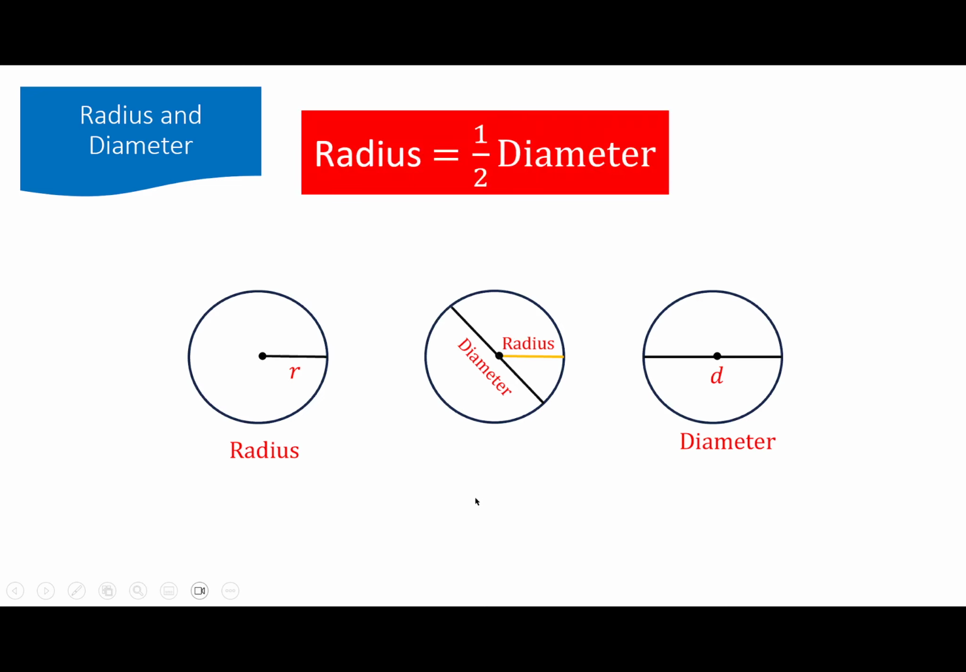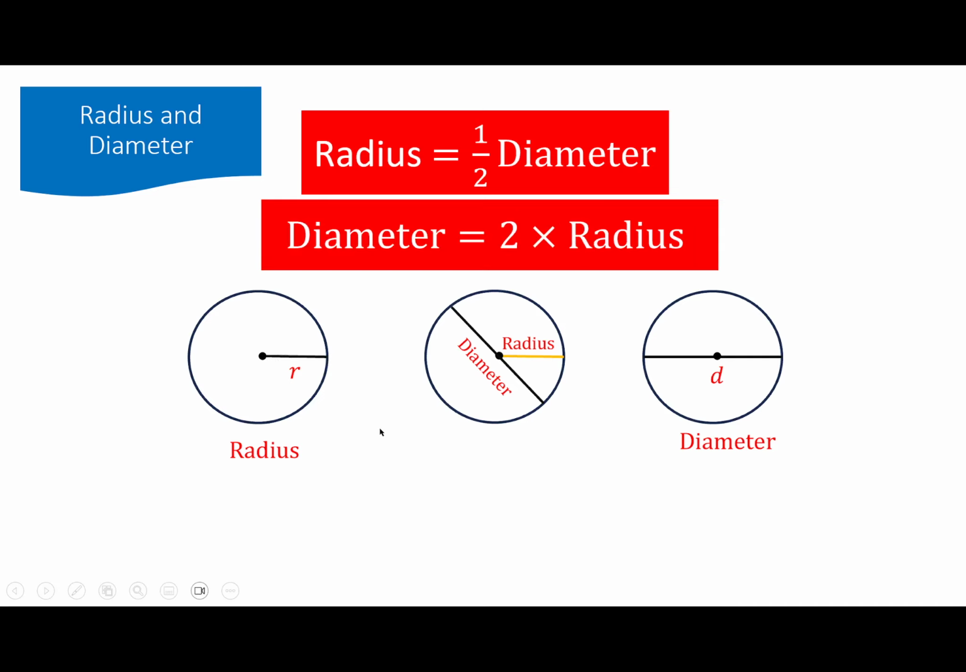So always remember, radius is half of the diameter, which can also be said as diameter is twice the radius. The diameter from here to here is twice from here to here. We write D equals 2R, or R equals 1/2 D, or you can say 0.5 D, okay?